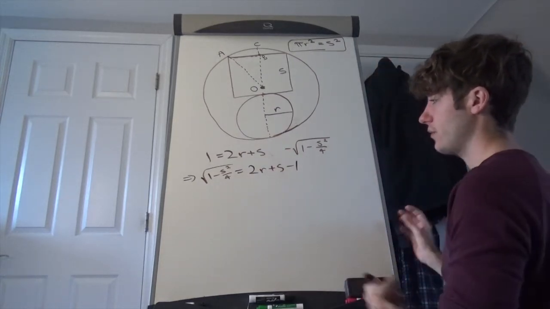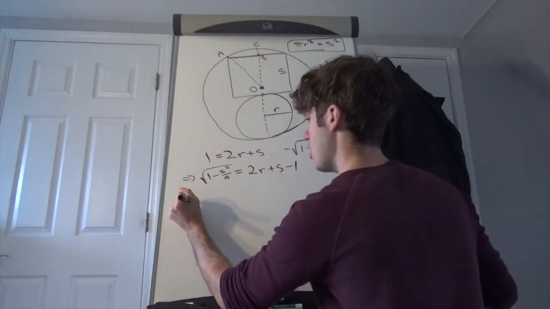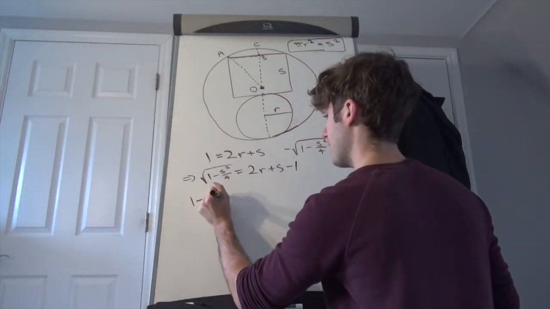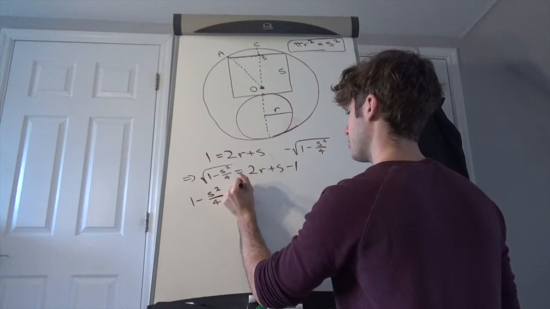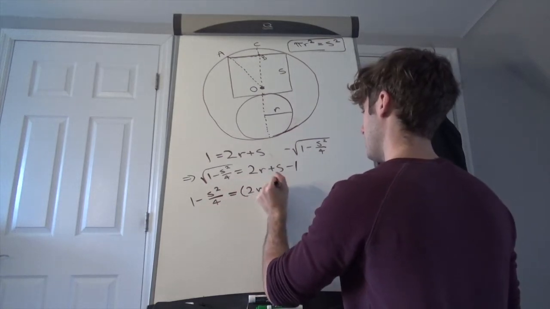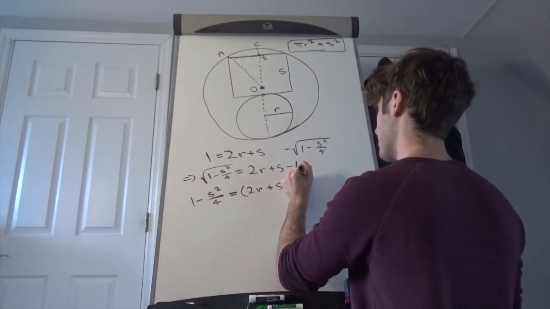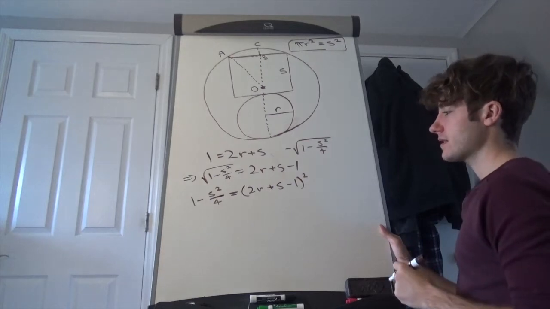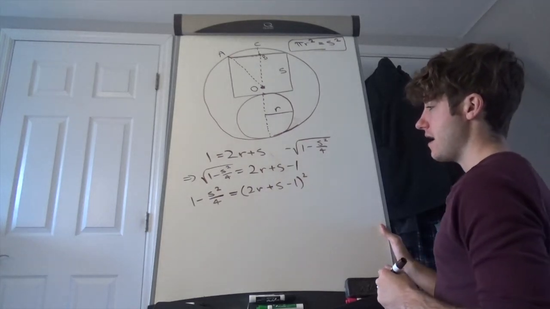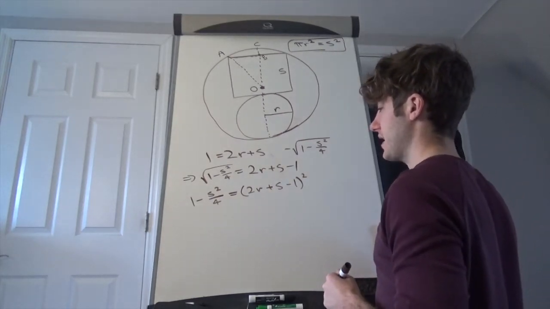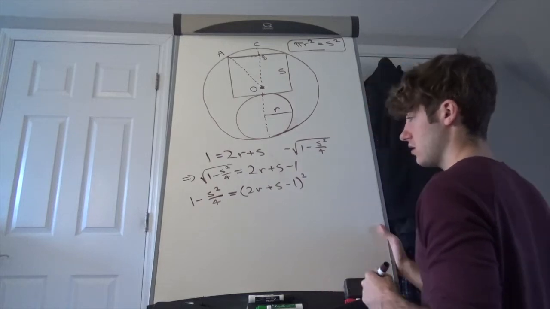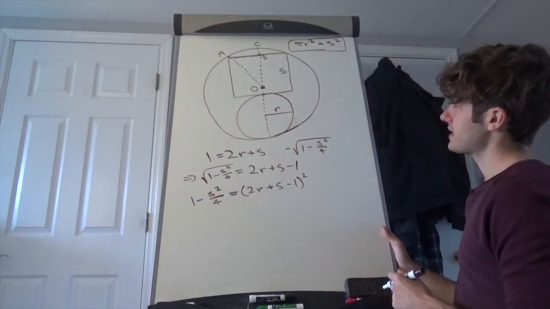Right? And we square both sides, and we get 1 minus s squared over 4 is equal to 2r plus s minus 1 all squared. Right? And then we can multiply both sides by 4. But we may as well just start replacing s now.